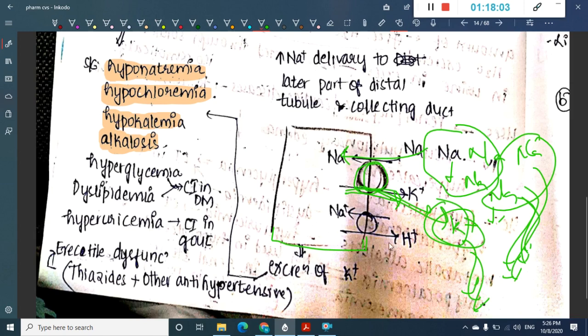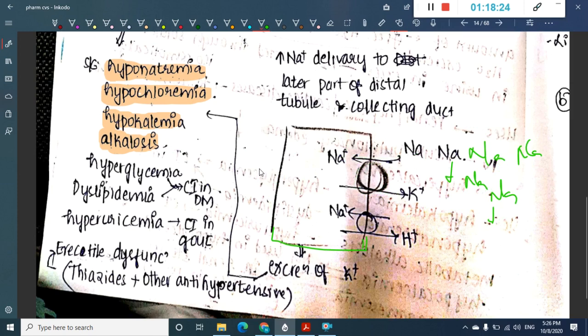With a similar mechanism, even H plus gets excreted. When this H plus gets excreted, what is present in the blood? HCO3 will be present in excess, right? So because excretion of H plus results in increased HCO3 in the blood, this causes alkalosis. Okay, so I think you understood why there is alkalosis, and why there is hypokalemia.